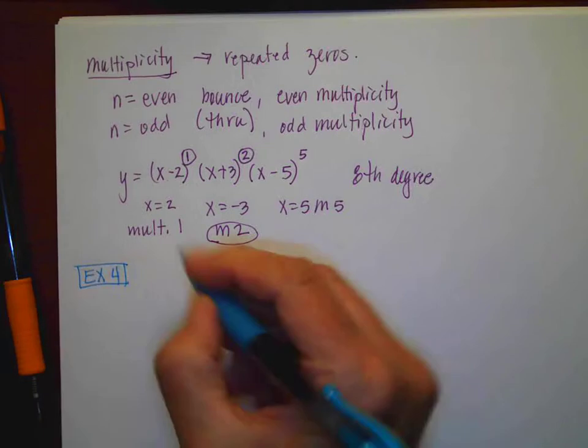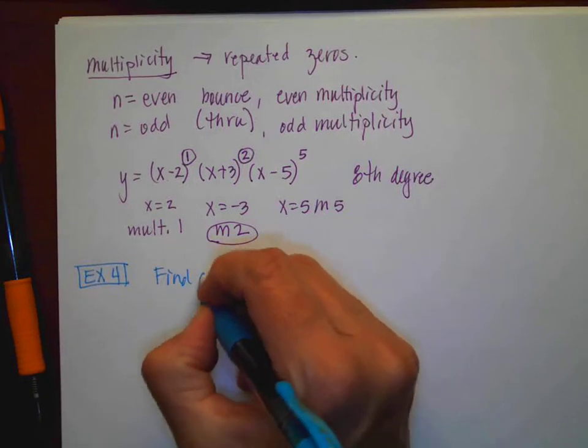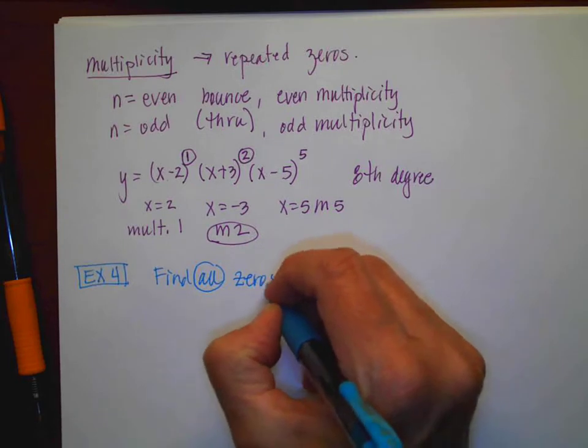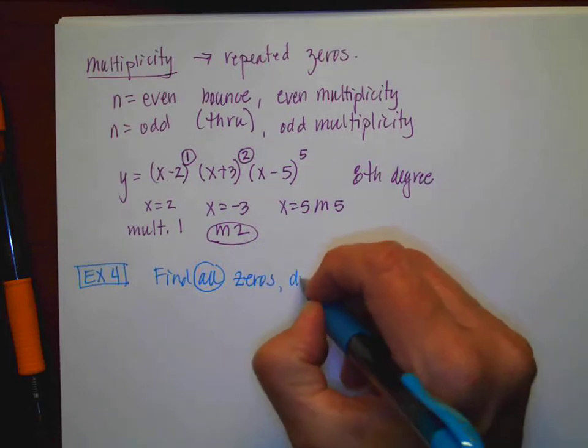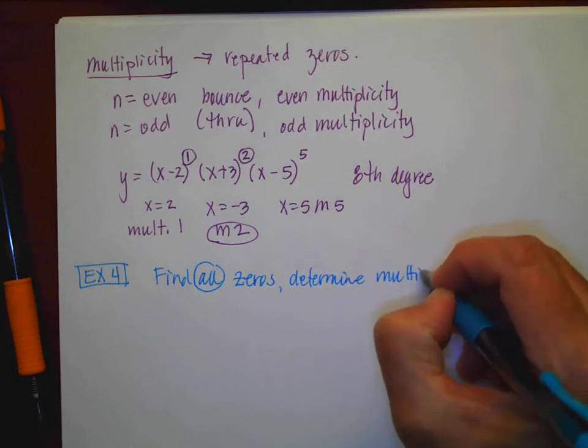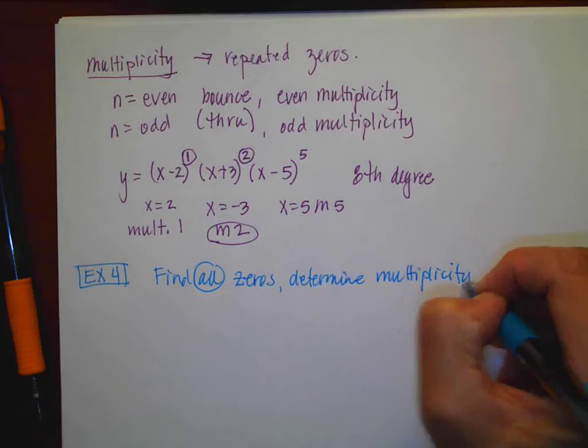All right, we're going to do the fourth example now, and it says find all, which is a key word. We'll have more about that in the next sections, zeros, and then determine multiplicity.